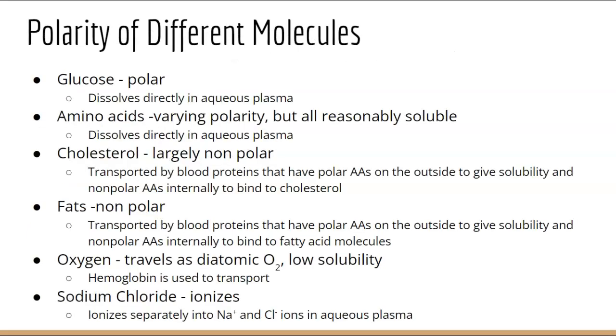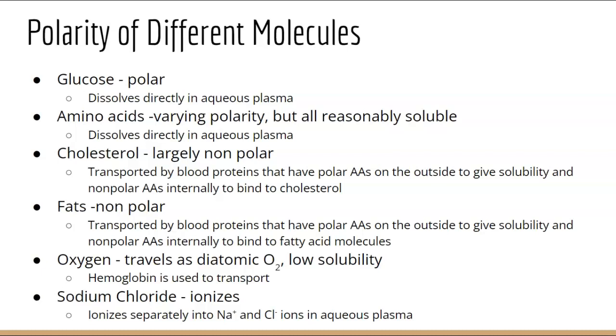And then finally, the polarity of different molecules. This is just like a good check chart type thing, like going back and determining what exactly is happening. So we have glucose, that's sugar, that's polar, dissolves directly. Amino acids, varying polarity, but reasonably soluble, typically dissolves directly. Cholesterol, largely non-polar, which means it does not dissolve directly.